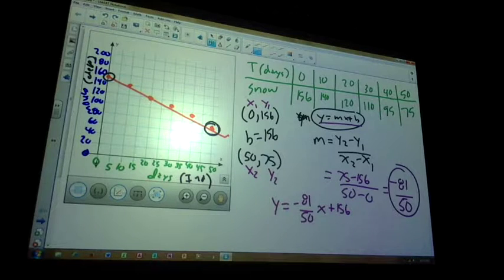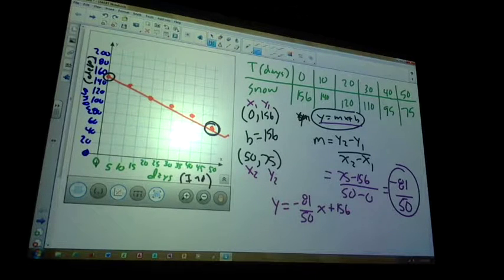All right. What are the coordinates of the y-intercept? Well, we said it is 0, 156. And what does that mean in the context of this problem? Yeah. On March 21st, there's 156 inches of snow. There you go. On March 21st, there's 156 inches of snowpack. Was there more snowpack than that earlier in the year? Well, there could have been. But we're just starting. We had to start at some point.